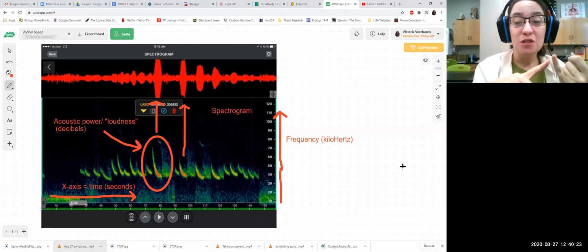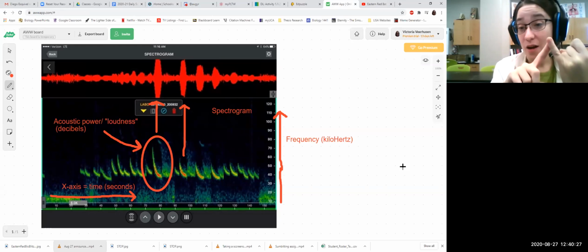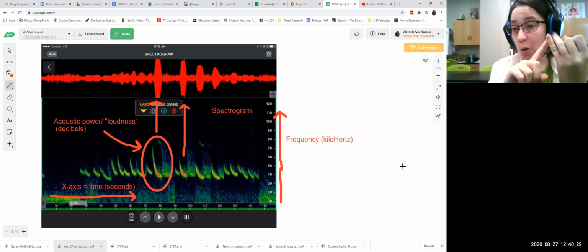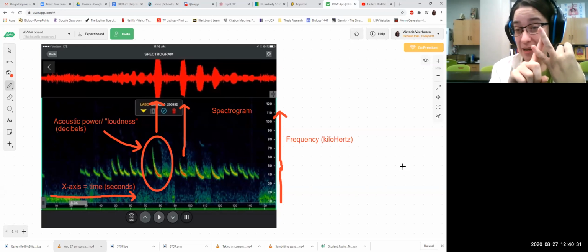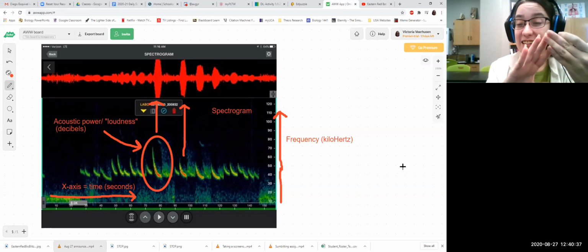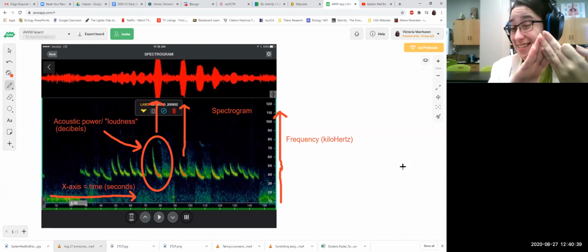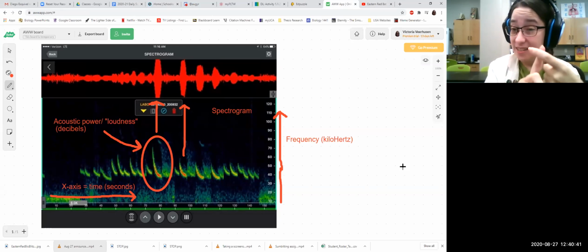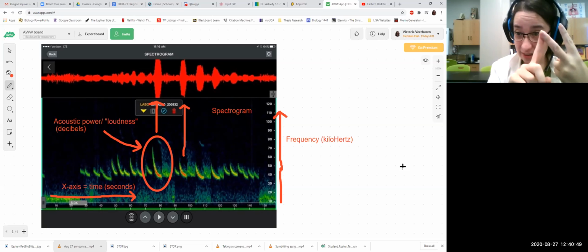So now you know how I'm taking data, what kind of data I am taking, and what it tells me. What it tells me is what species of bat is in the area and what time of night they are out.